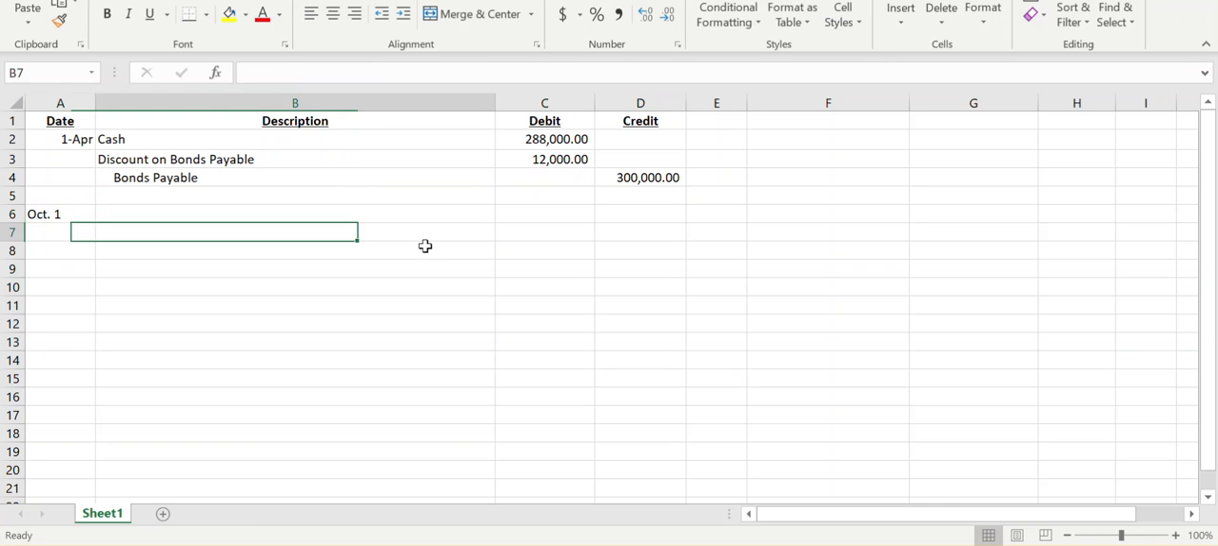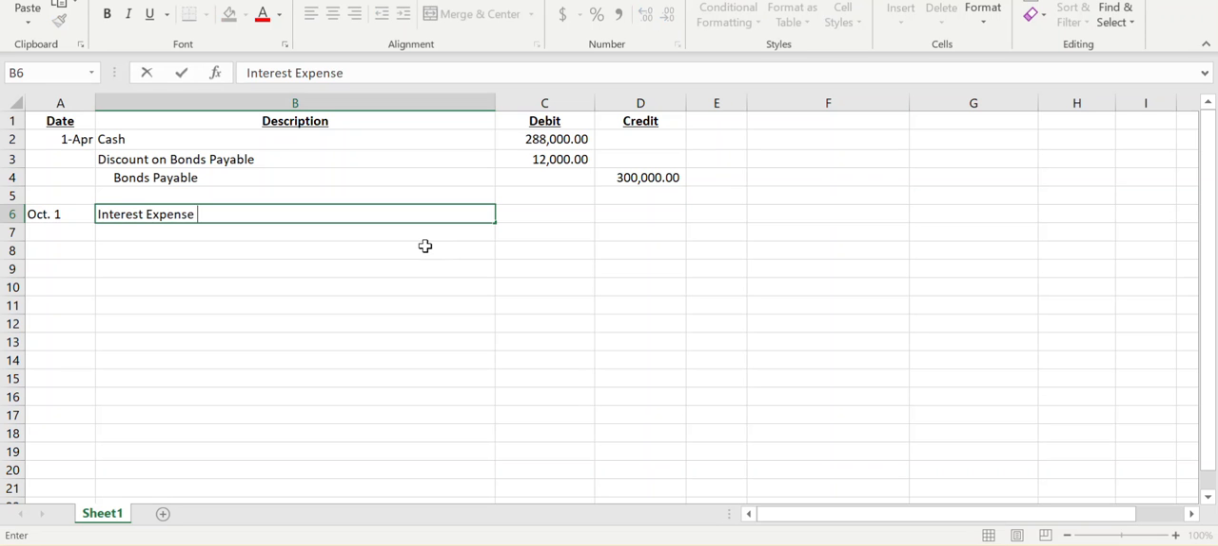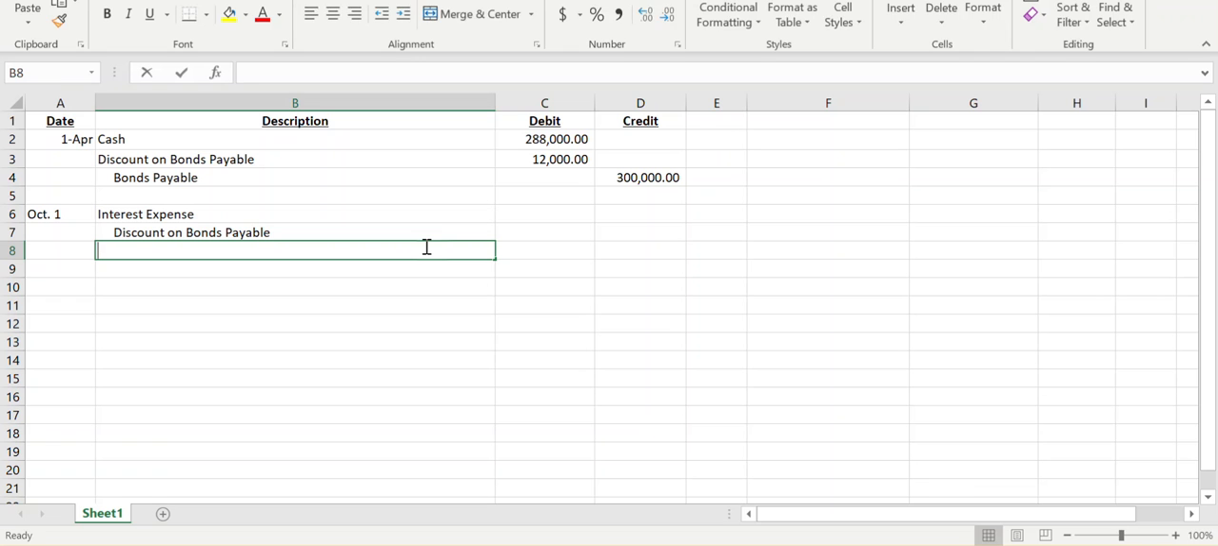October 1st is the first interest payment that we have. So we know that we have to record interest expense for the period. We know that we have to reduce our discount on bonds payable so that it's at zero by the time that the bond matures. And we actually have to pay out cash to that bondholder.